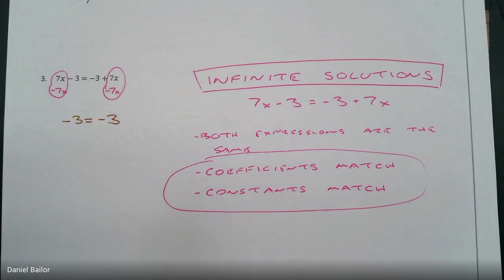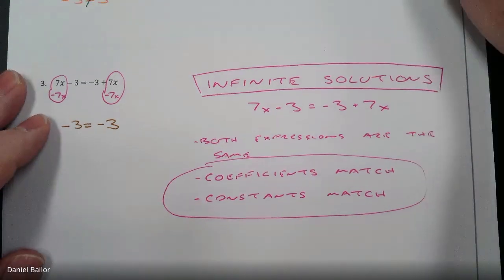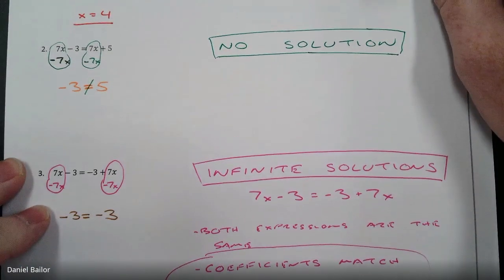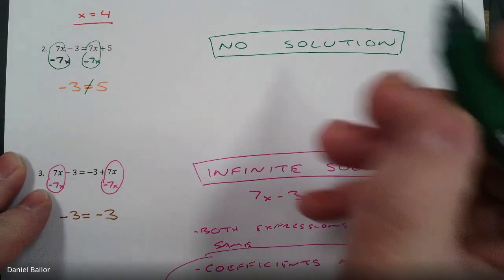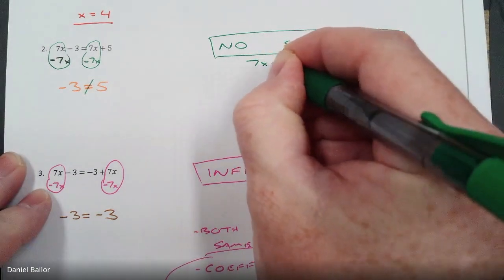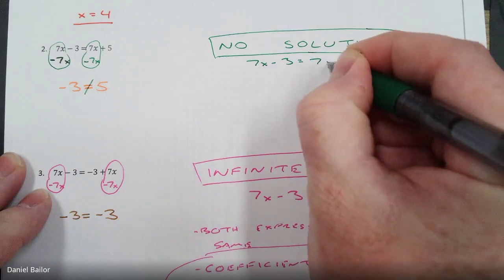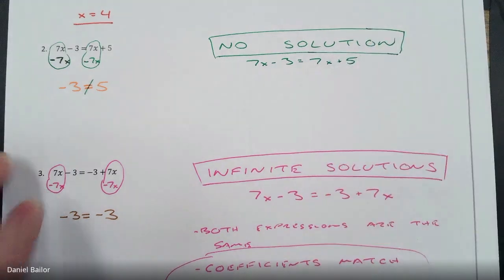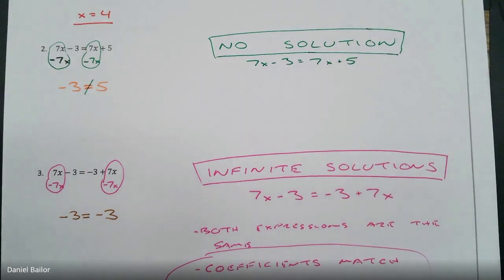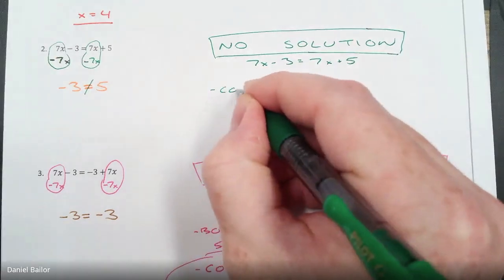So what about no solution? What are our clues for the no solution part? Well, the equation we started with is this one. So look and see, remember our clues are going to be about the coefficients.